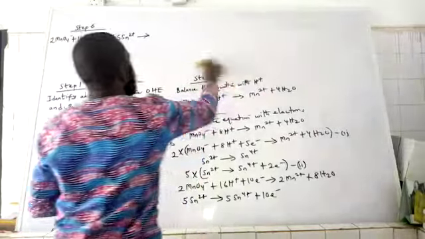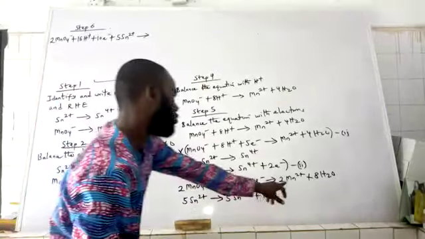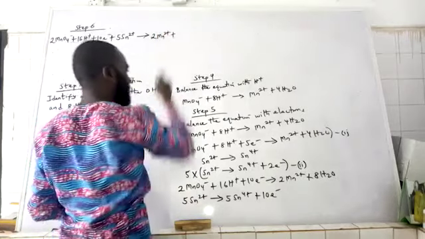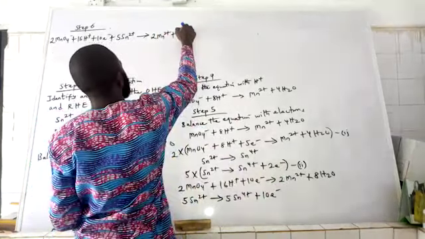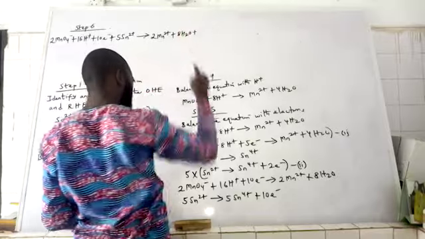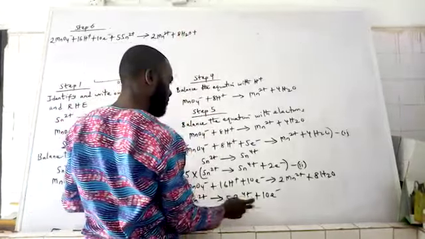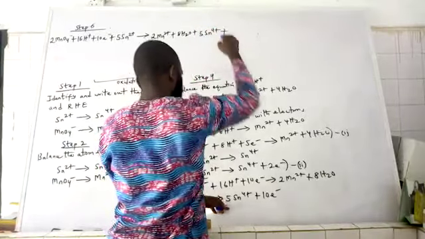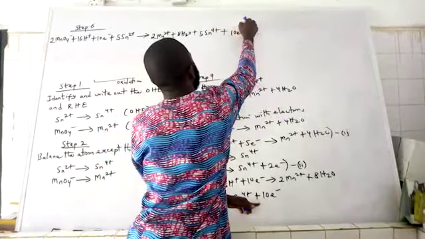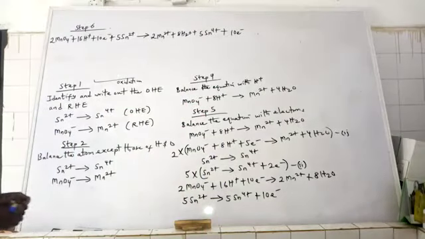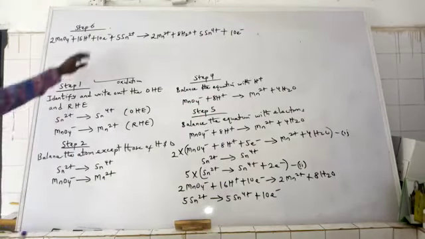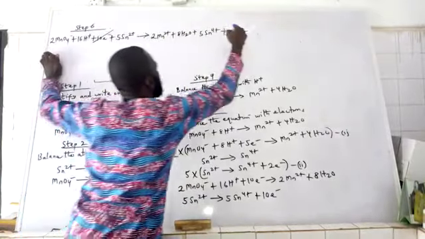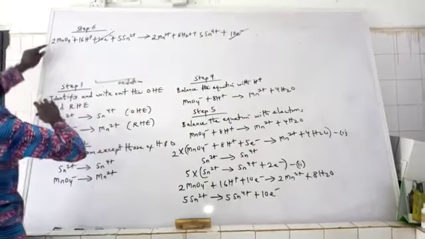Okay, now we have 2Mn2 plus, 8H2O, plus, no, this side, 5Sn4 plus, then plus 10e minus. Now, by visual inspection, I see that this is equal to this, so they can cancel out. This will cancel out.